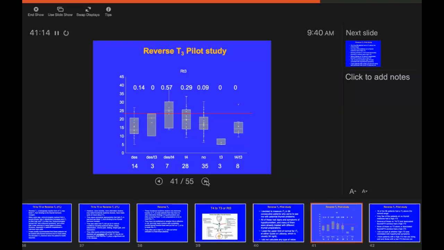You can see that in desiccated thyroid, 14% were above this cutoff of 24. In desiccated plus T3, none of them were above the cutoff. In desiccated plus T4, a high percentage of 57% were above this cutoff of 24. And that made me, again, question my idea about putting people on desiccated thyroid plus T4, as a lot of these patients had a high reverse T3. Patients on T4 alone, also a lot of them had a high reverse T3, 29%. So it seems like T4 alone and desiccated plus T4 gives us high reverse T3.